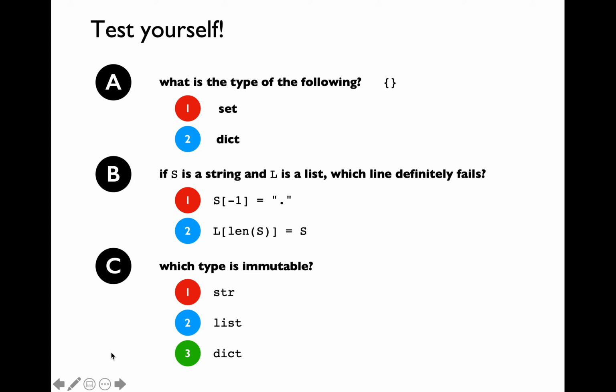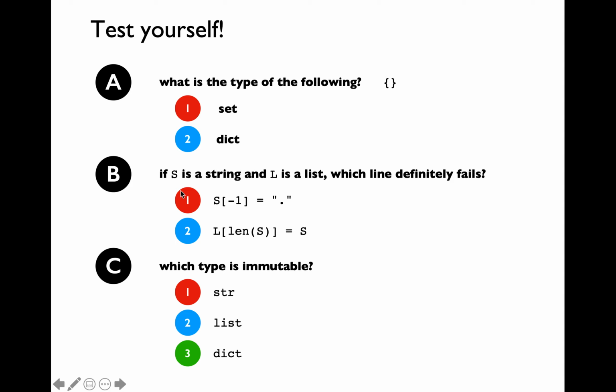Let's go through question C, which is asking which type is immutable. Recall that list and dictionary types are mutable because you are allowed to make changes to values stored within those types. String, on the other hand, is an immutable type.